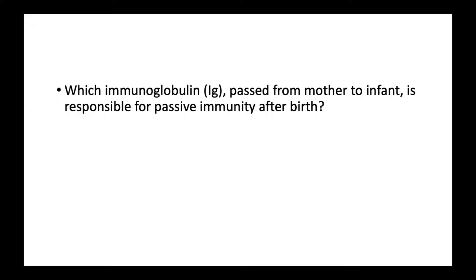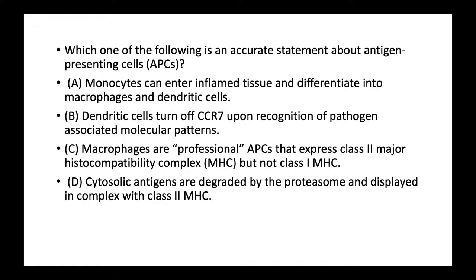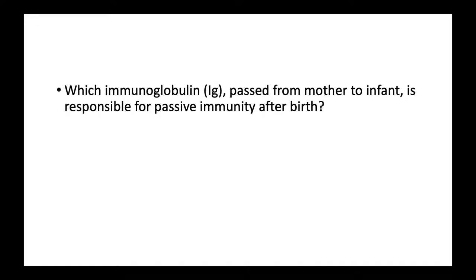Actually, CCR7 is a chemokine, and dendritic cells had nothing to do with this because this is for the movement of neutrophils. The chemokine which is involved in neutrophil migration, and that's not true for dendritic cells.